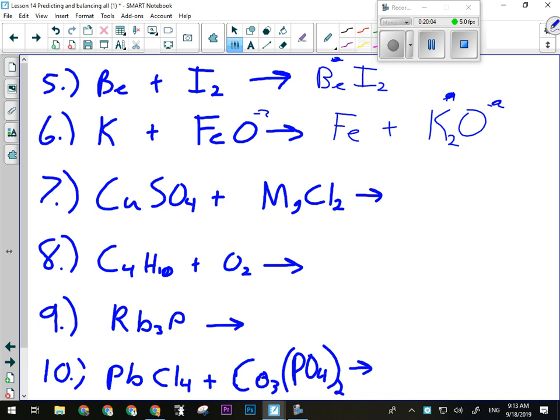Does it matter if I write the iron second and the K2O first? It makes no difference whatsoever, whatever order you do it in. Now I've got to balance the whole reaction. I've got 2 potassiums there, so a 2 here will fix that.